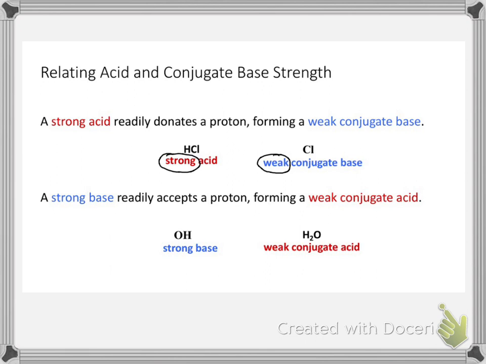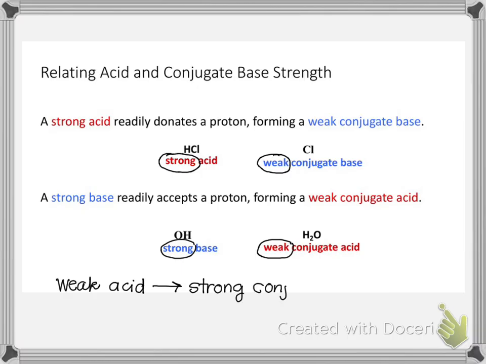So if you look down, a strong base would have a weak conjugate acid. Now, likewise, which I don't have an example here, but if I had a weak acid, it would have a strong conjugate base. So see, they're opposite. Well, I don't even think about it as opposite. I kind of think of it as complementary.